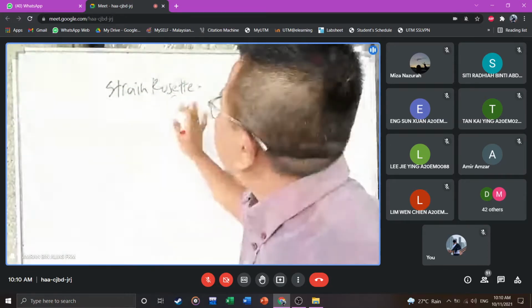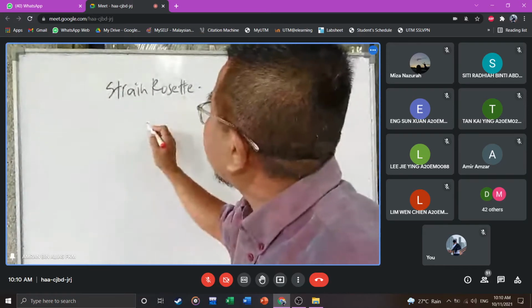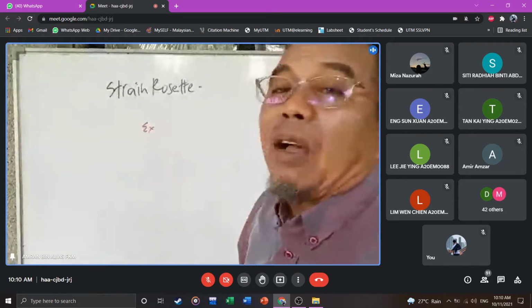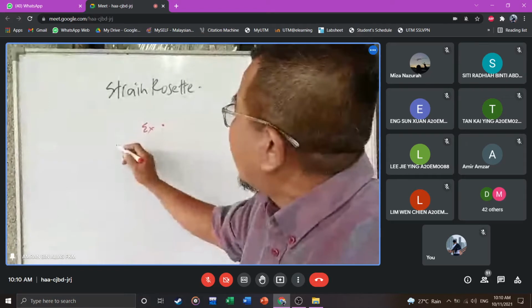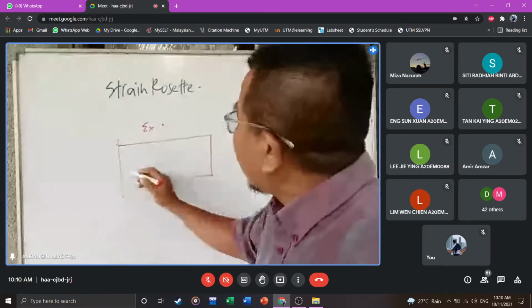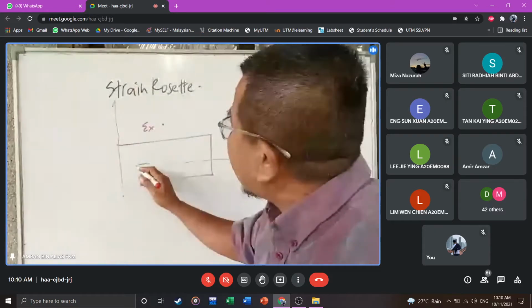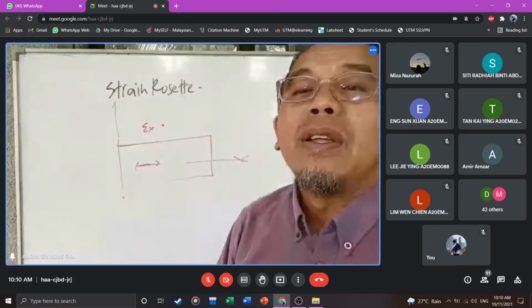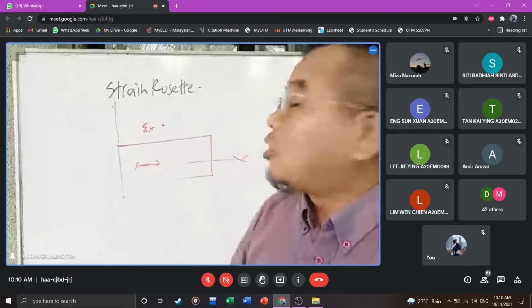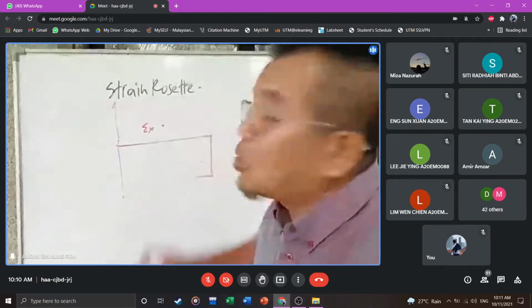How do we measure EX then? This direction of X there, direction Y there, how do we measure strain in that direction? So in practical, how do you do that?